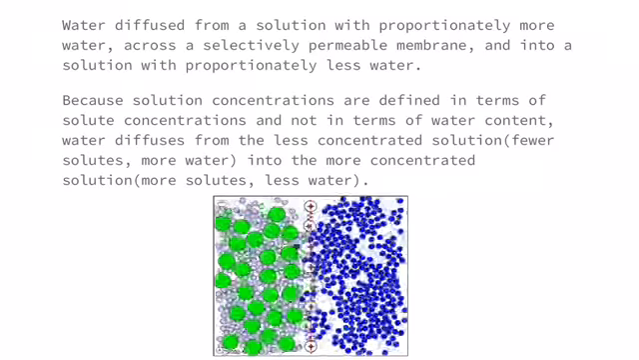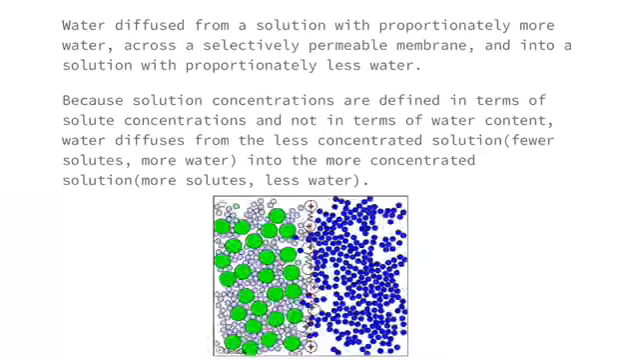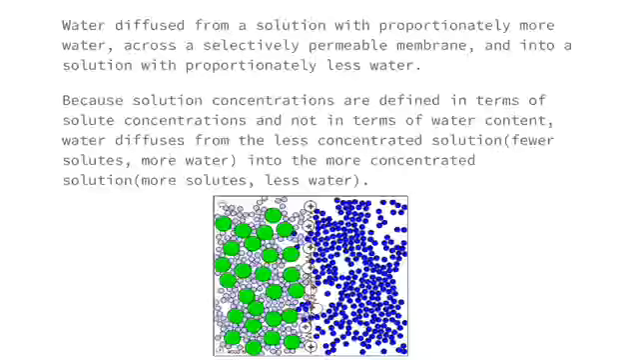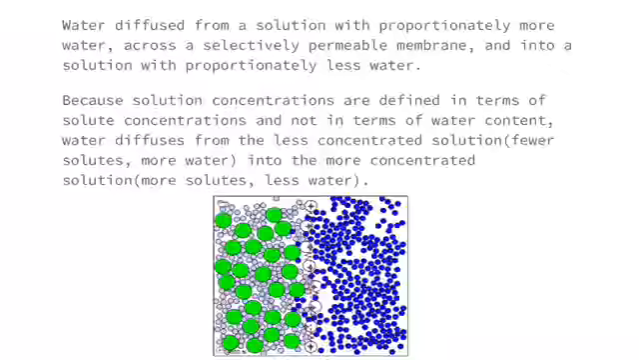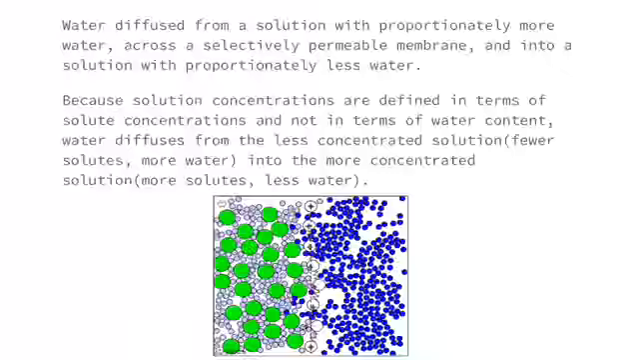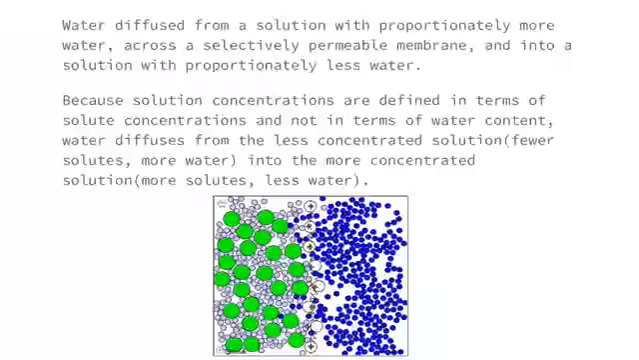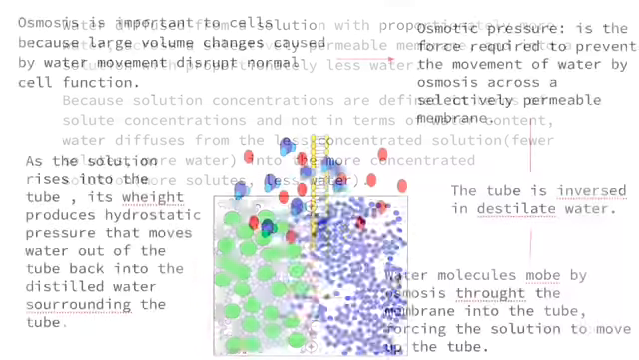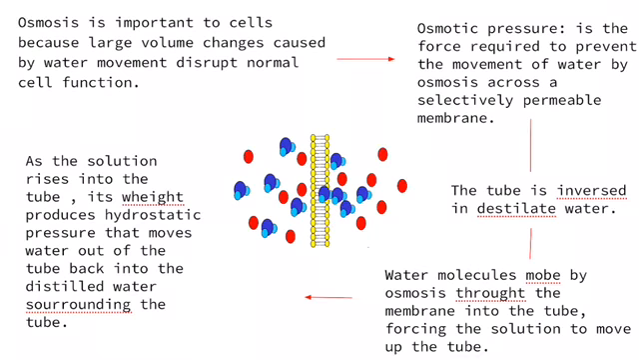Because solution concentrations are defined in terms of solute concentrations and not in terms of water content, water diffuses from the less concentrated solution into the more concentrated solution. Osmosis is important to cells because large volume changes caused by water movement disrupt normal cell functions.